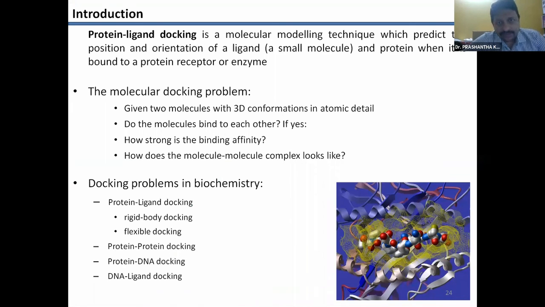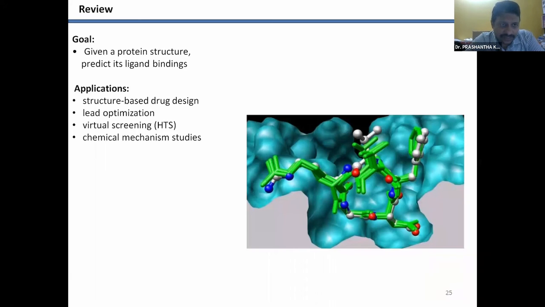Protein-ligand docking is a molecular modeling technique which predicts the position and orientation of a ligand. The molecular docking problem is: given 2 molecules with 3D conformation in atomic details, do they bind to each other? Whether the protein and ligand will bind to each other. If they bind, what is its binding affinity, and how does the complex look like? These are our challenges. We can do protein-ligand docking, protein-protein docking, protein-DNA docking, DNA-ligand docking. All these different docking possibilities are there.